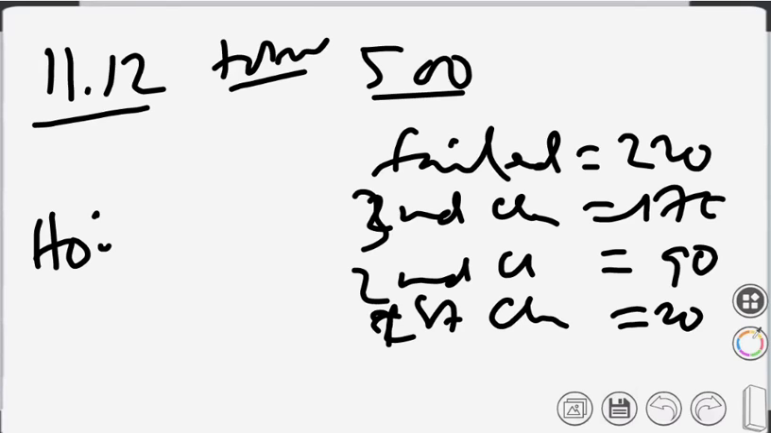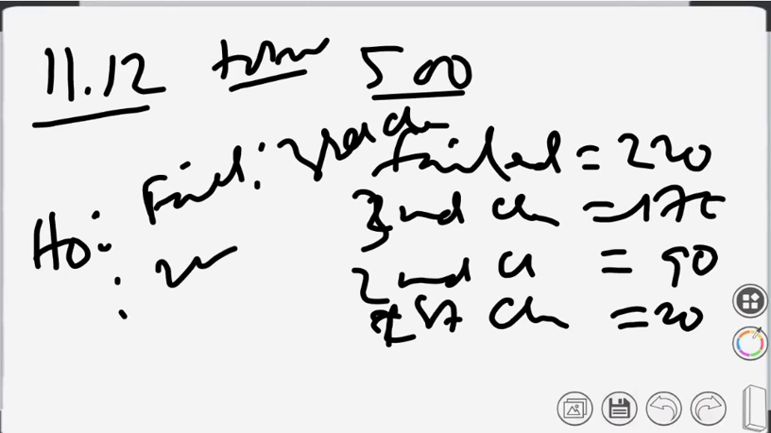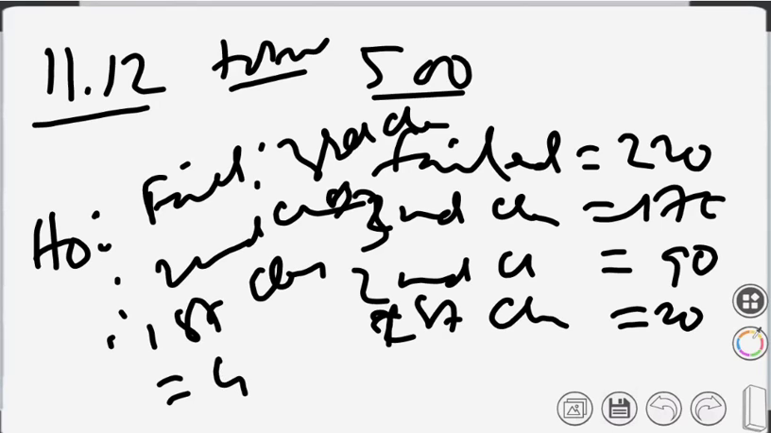That is, fail, H2 third class, H2 second class, H2 first class is 4:3, 2:1. We are writing the ratio. So this is how we should write.